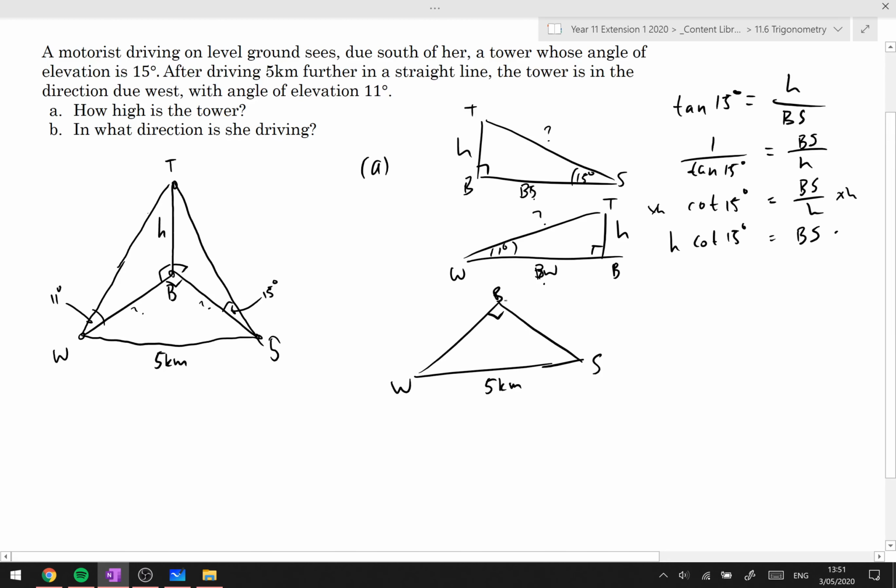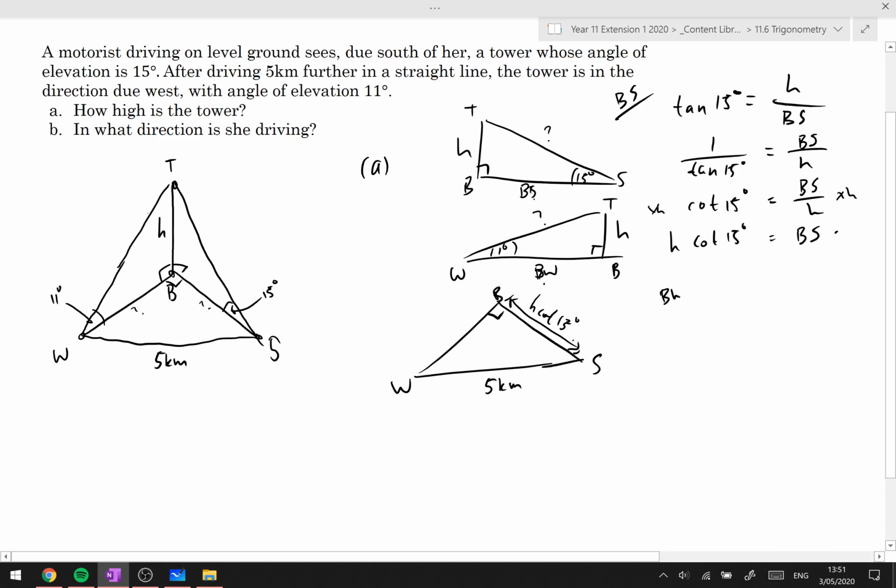So that means that this length from here down to here, in terms of h, is h cot 15 degrees. Again, we don't know what h is just yet, but we'll find that out in a moment. So that is for BS.